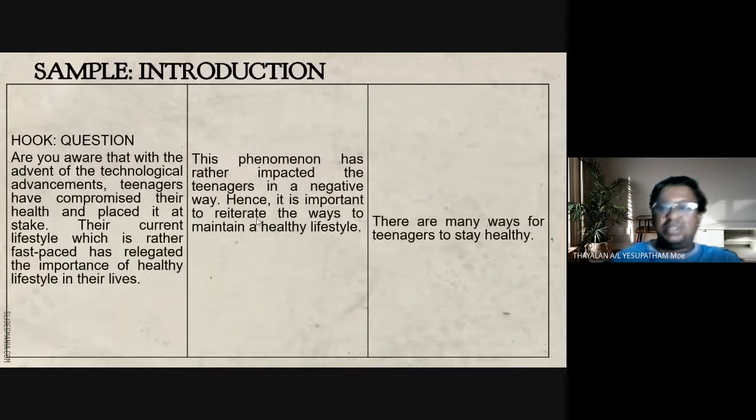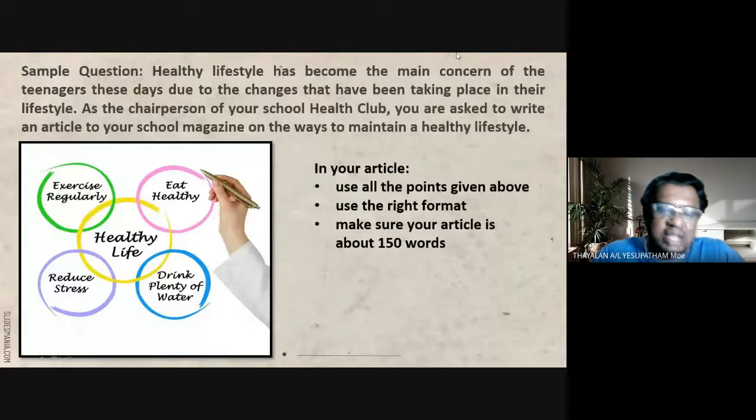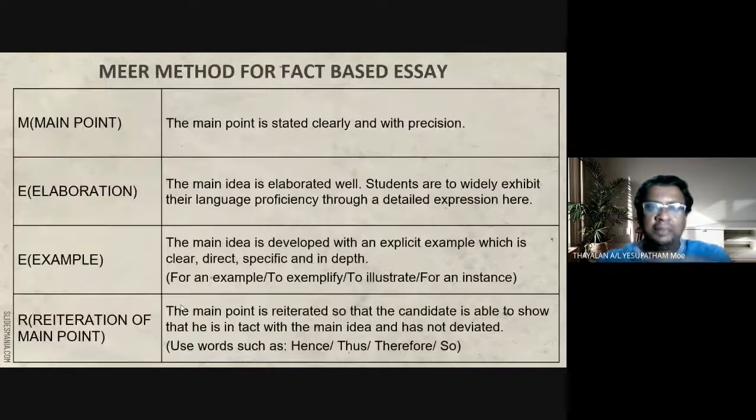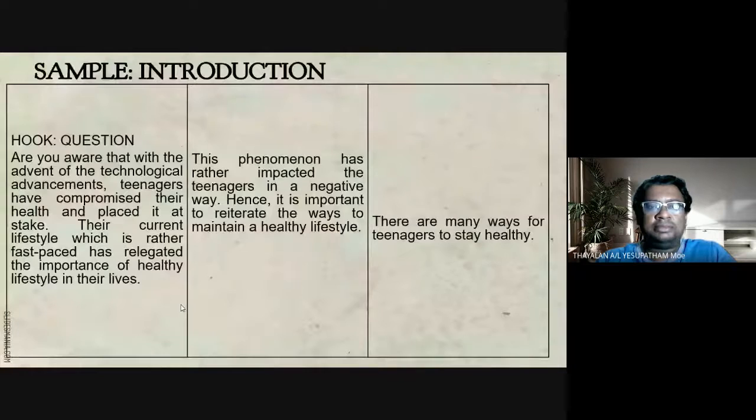And then we move on to the stage where we stress on the fact that there are many ways for teenagers to stay healthy. Now, let's see how we develop the content points using the MEER method. Now, these are the content points: exercise regularly, eat healthy, reduce stress, drink plenty of water. How could we develop these content points into a paragraph in a tactical way using the MEER method?